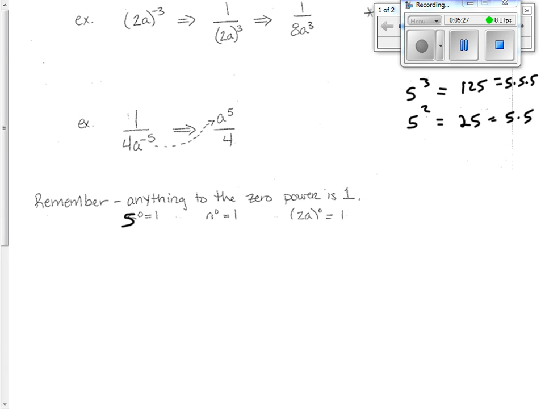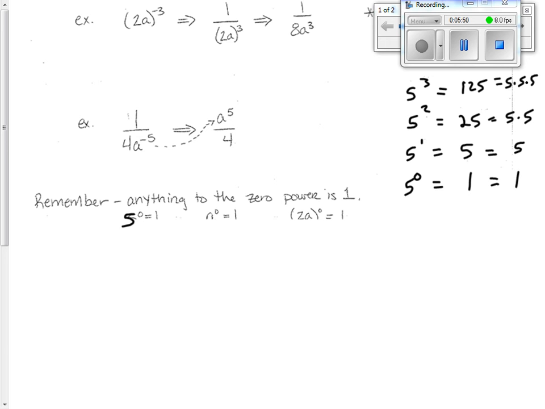And 5 to the first power is 5, which is just 5. As you can see, what ends up happening here is that I'm really just dividing out one of these 5s each time. So when I go to 5 to the 0 power, I end up with no 5s left, which means that I divided this 5 by 1, and I end up with just a 1.